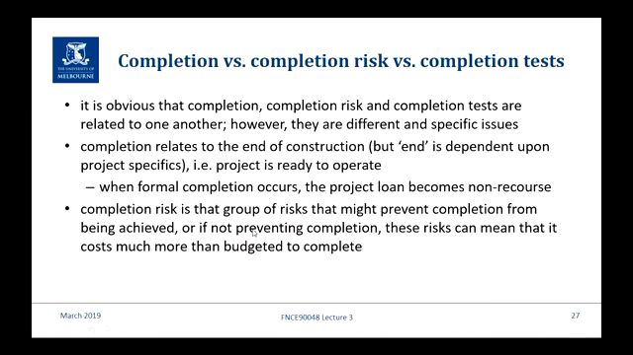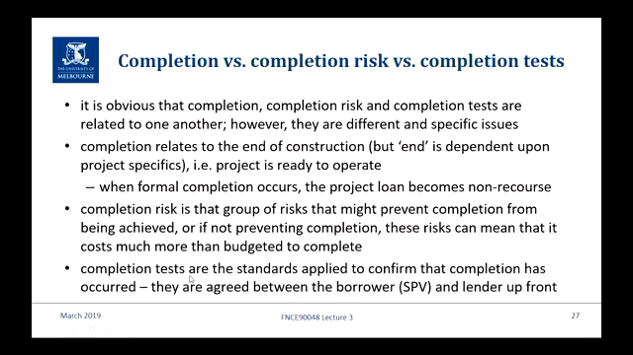Completion risk then is that group of risks that might prevent completion being achieved. Or if it doesn't prevent completion, it's the risks that mean it costs a lot more, the cost overrun risk. And completion tests are the standards that are applied to confirm completion has occurred. So they're objective tests, because once a third party says, yes, that's been met, that's a certification that the lender has to rely on and then say, all right, you've formally met the non-recourse condition.